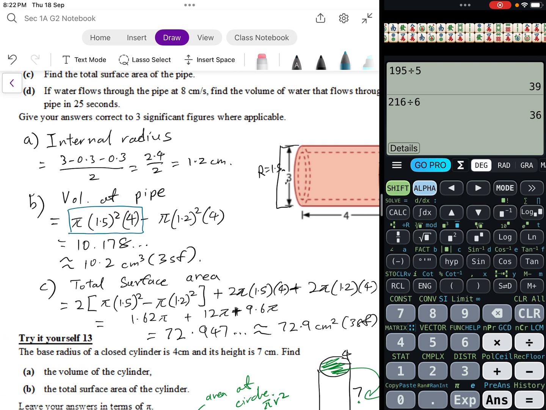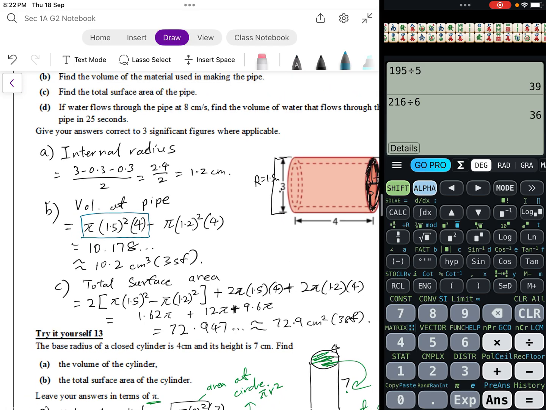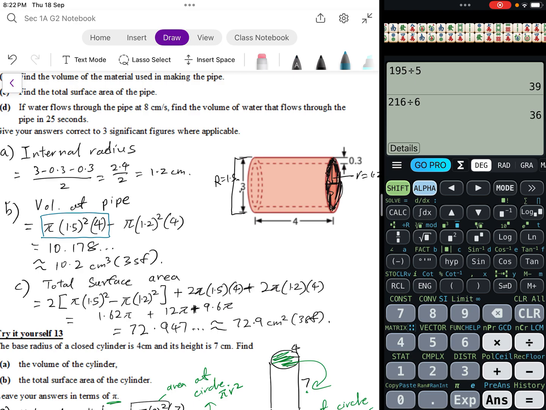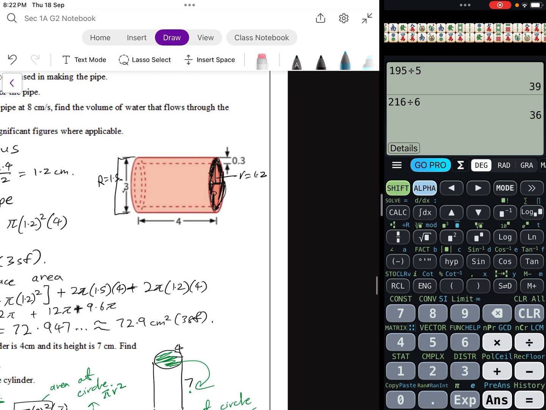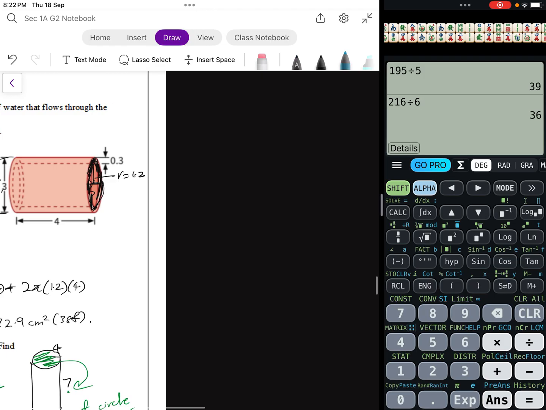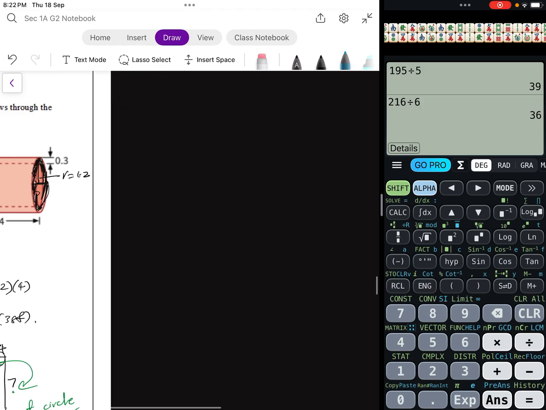Now they want your answers correct to 3 significant figures. They want to find the total surface area of the pipe. For this one, you need to imagine there are three parts to this. First off, you have your 2 circles.